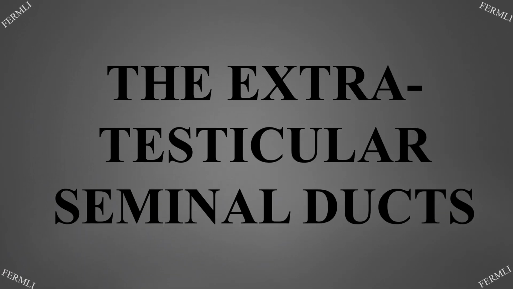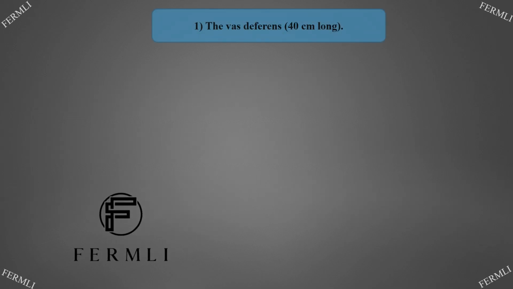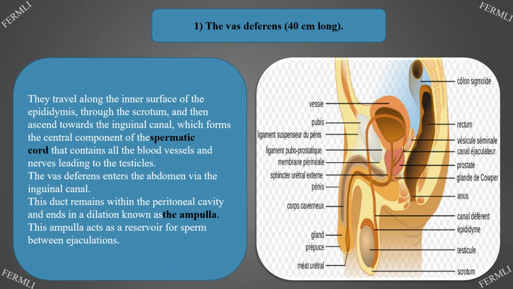The extratesticular seminal ducts. 1. The vas deferens, 40 cm long. They travel along the inner surface of the epididymis, through the scrotum, and then ascend towards the inguinal canal, which forms the central component of the spermatic cord that contains all the blood vessels and nerves leading to the testicles. The vas deferens enters the abdomen via the inguinal canal. This duct remains within the peritoneal cavity and ends in a dilation known as the ampulla. This ampulla acts as a reservoir for sperm between ejaculations.